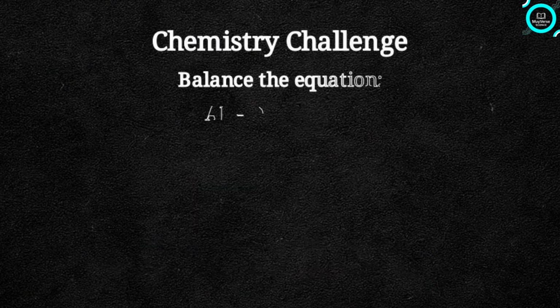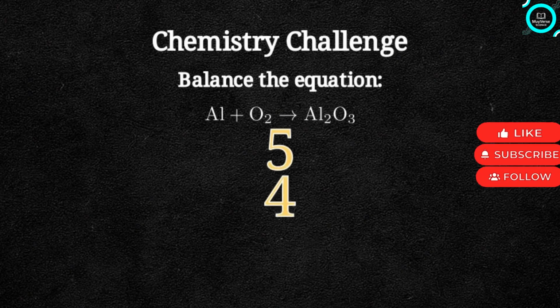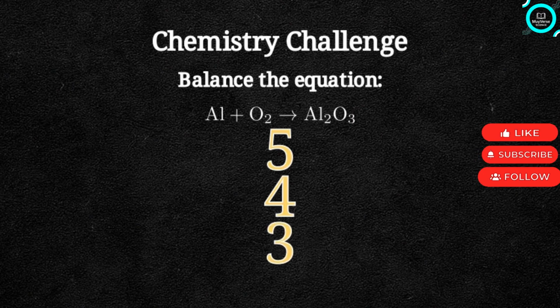Welcome to a 1-minute chemistry challenge. Your task is to balance this equation. Aluminum plus oxygen gas yields aluminum oxide. Please pause the video and try to balance it on your own. Here is your countdown. Get ready. 5, 4, 3, 2, 1.